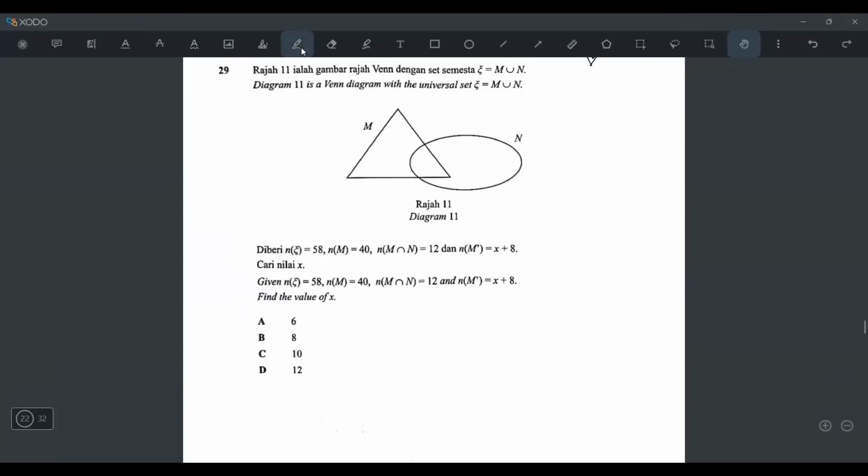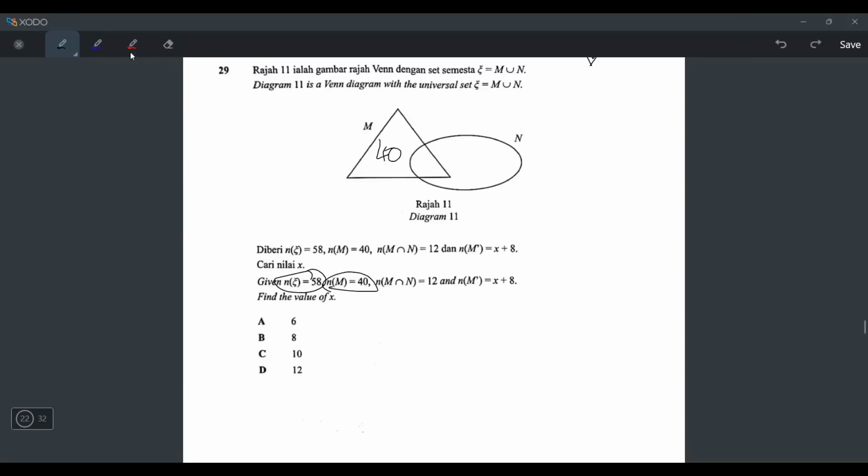All right, 29. Diagram 11 is a Venn diagram with the universal set M union N. Given n of the universal set is 58. Okay, so far I cannot write the 58 because this is here plus here plus here. So I can't label it. And then n(M) is 40. Can I write like this, 40?